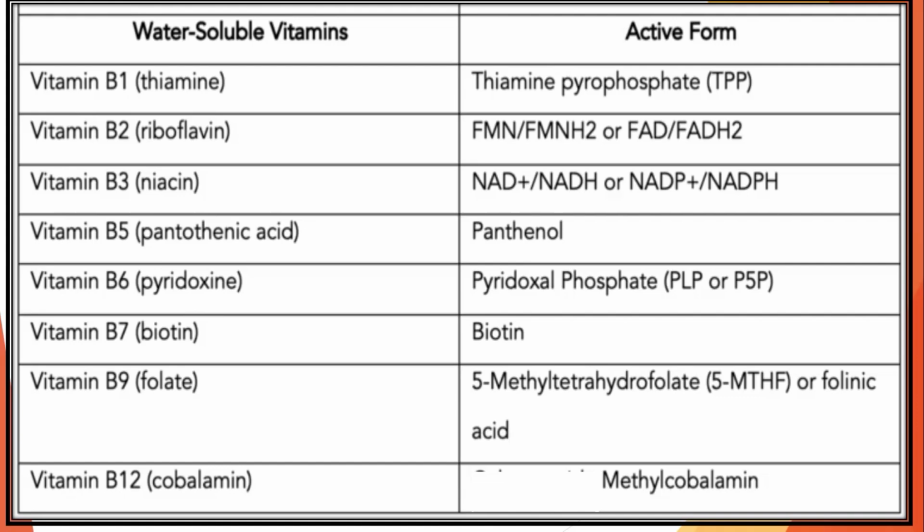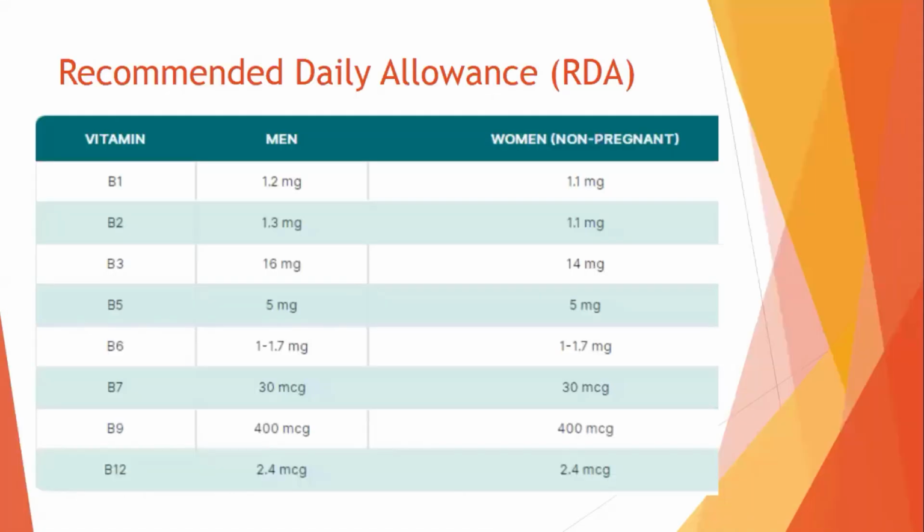Folinic acid is another name of tetrahydrofolate. It is also used as dihydrofolate, but the more important is tetrahydrofolate. Vitamin B12 cobalamin, its active form is methylcobalamin. Another active form is also there, which is known as 5-deoxyadenosyl cobalamin.